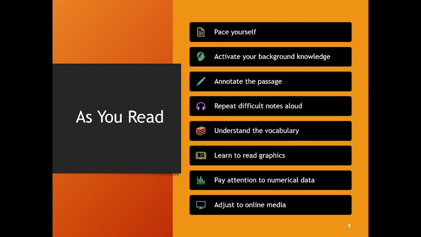Understand and know the vocabulary that's being used in that technical document. Remember, we talked about vocabulary being industry specific, so make sure you understand that vocabulary as you read the technical document. Learn to read graphics. We've already talked at length about that back in Chapter 6. Pay attention to the numerical data, because this is going to help support what is written in the text. And finally, adjust yourself to online media. How is this going to be different from reading something printed?